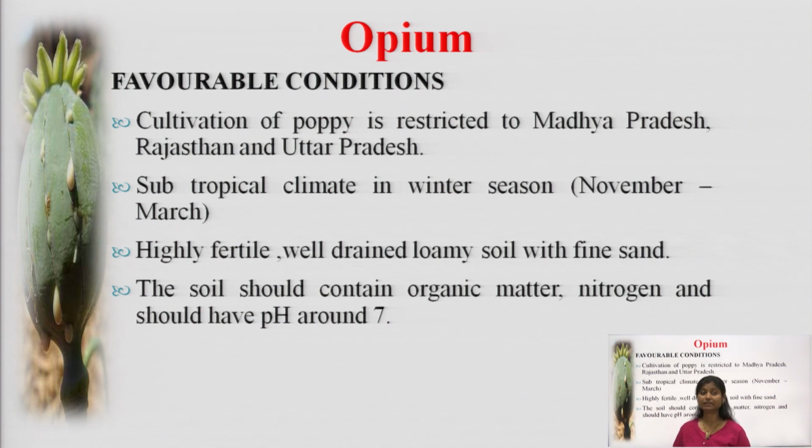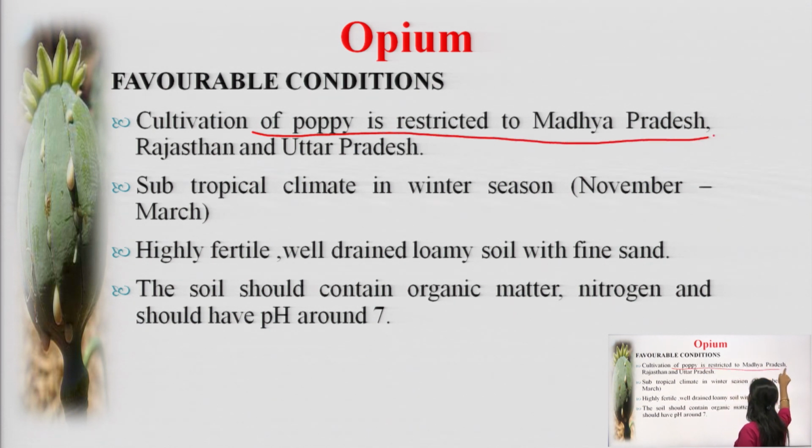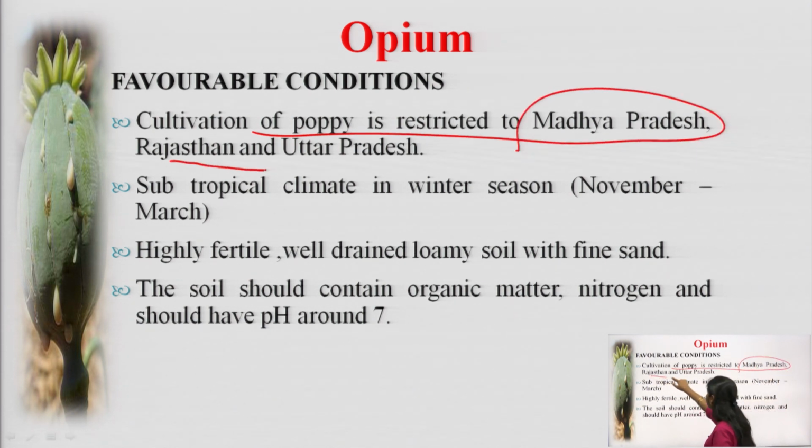The cultivation of opium poppy is restricted to Madhya Pradesh, Rajasthan and Uttar Pradesh. According to the climate which is favorable for the cultivation of opium, there are three states, Madhya Pradesh, Rajasthan and Uttar Pradesh in India, where opium is cultivated officially. Or you can say the climatic conditions of these states are favorable to grow the opium plant.